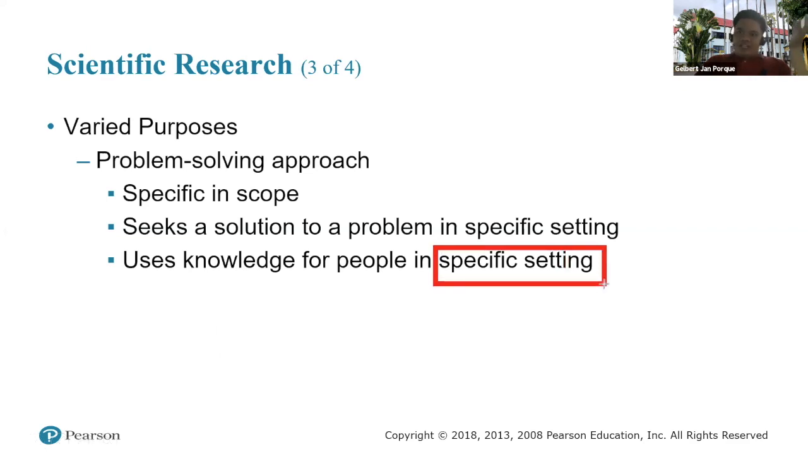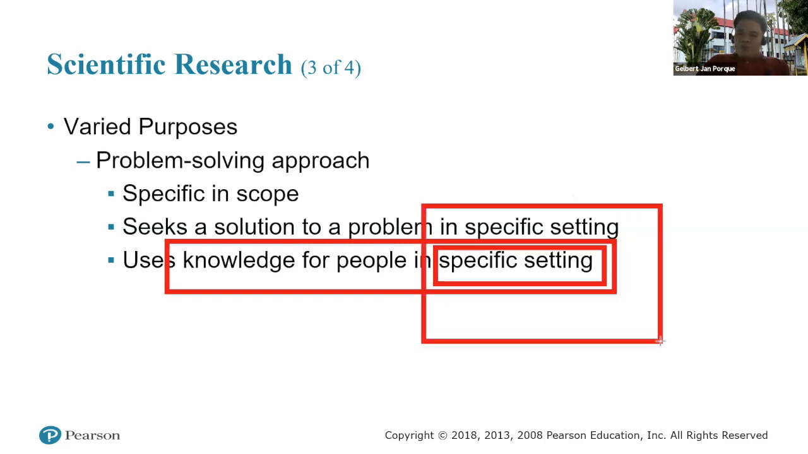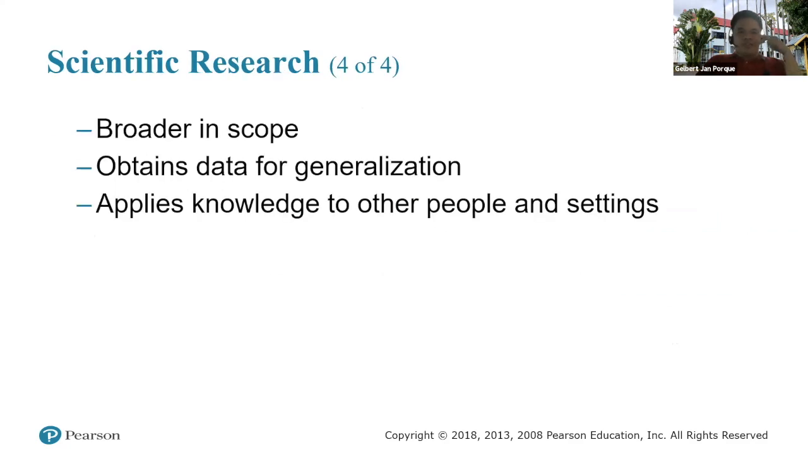For example, I conducted a study on the level of depression of BSN 3H. When I found out that 3H have an incidence of depression, I could not conclude that all student nurses have depression. So take note that the knowledge for people is only applicable to a specific setting, and the determinant for that is your sampling methodology. You write in your notes: the determinant for the applicability is your sampling methodology. We hope to touch on sampling in the next sessions.